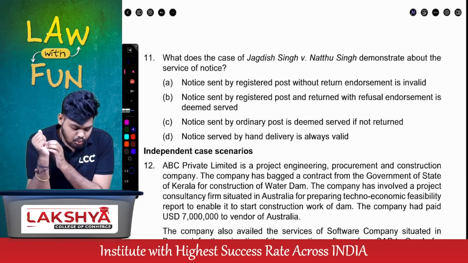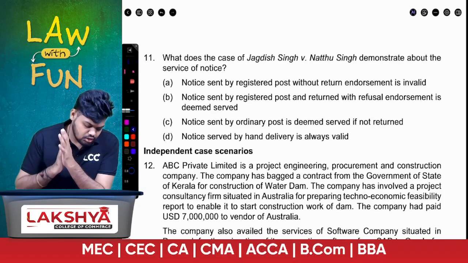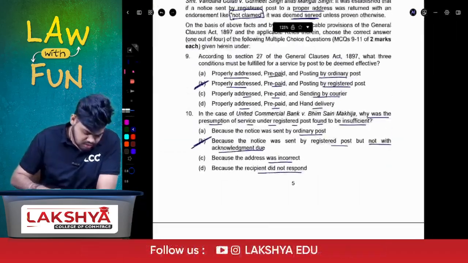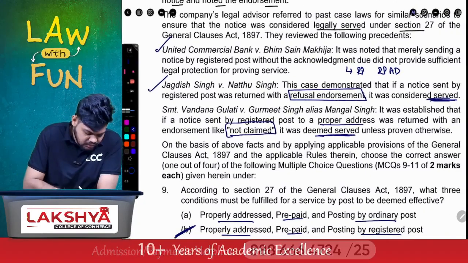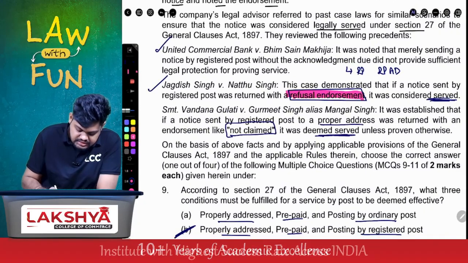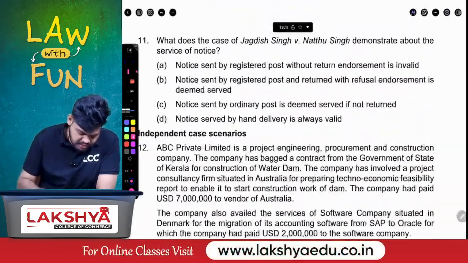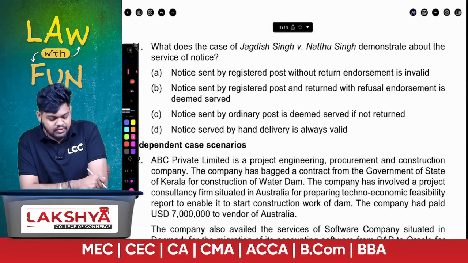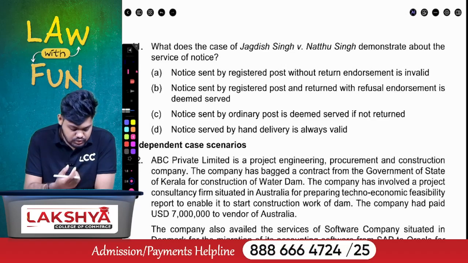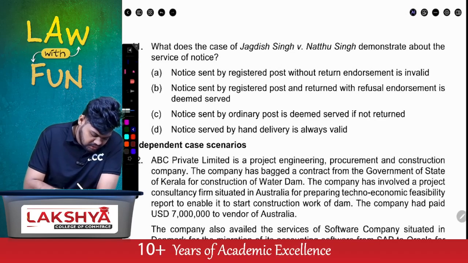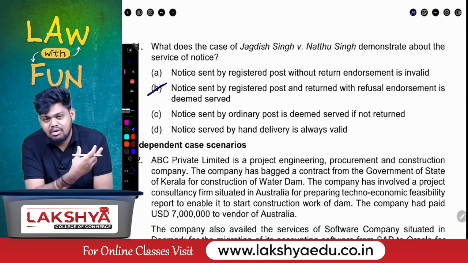So quickly complete. What does the case of Jagdish versus Nattu demonstrate about the service of notice? What was the case study? Go through the question again. The second case study we have, Jagdish versus Nattu, stated that if there is a refusal endorsement, it is still assumed to be served properly on the recipient. So based on that, quickly answer. Notice sent by registered post without written endorsement is invalid. Notice sent by registered post and returned with refusal endorsement is deemed served. ICAS is basically stating that if you read the case study properly, you have the answer there. There is no complication on this question.